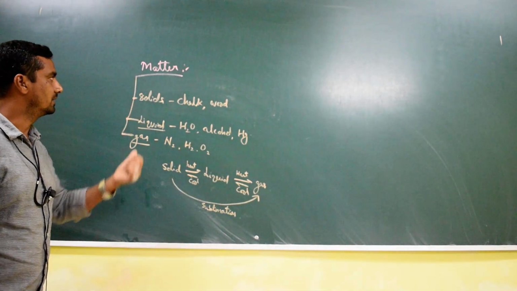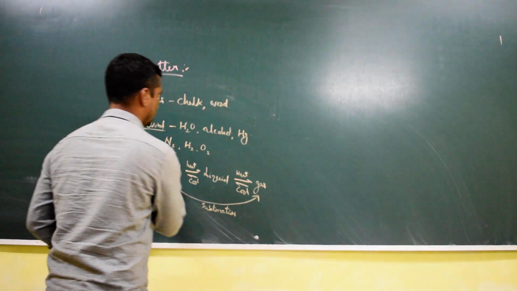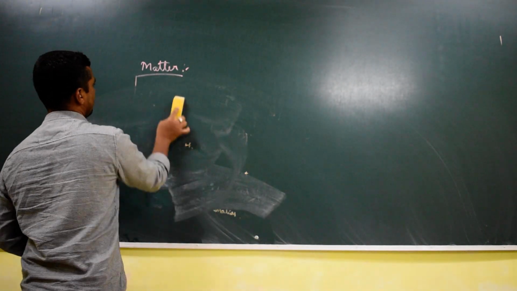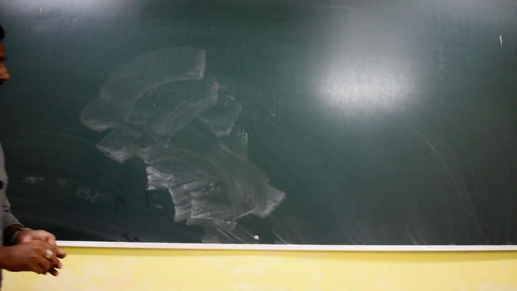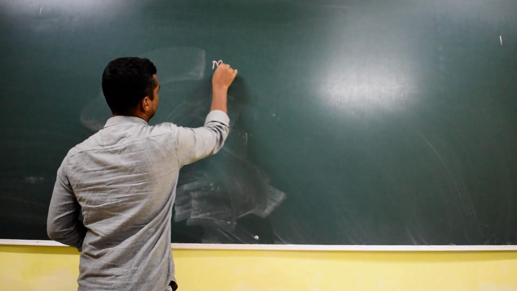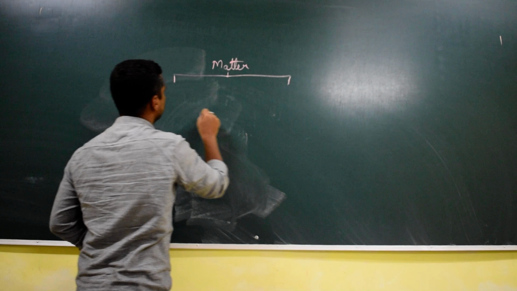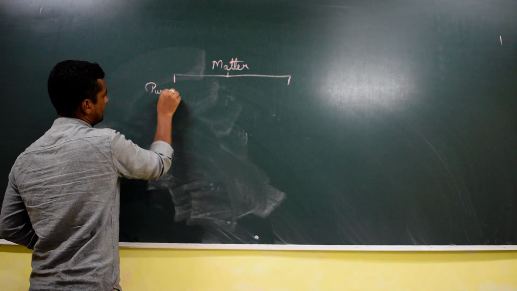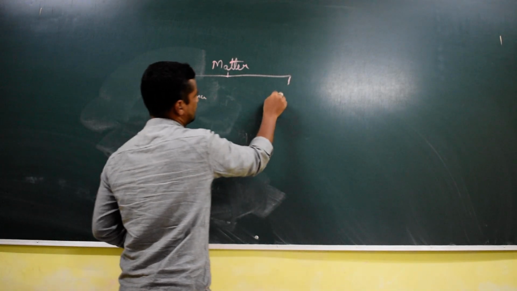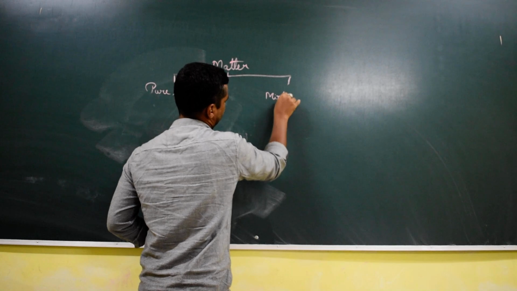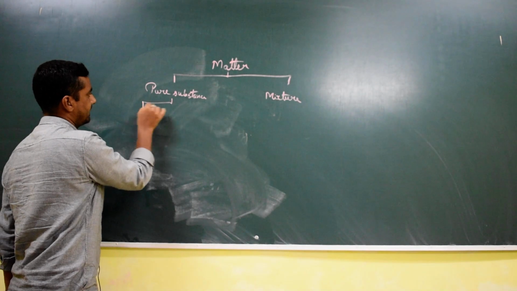So these are the states of matter, right? Now this matter is again classified into two important types. That is the matter, it is again classified into the pure substance and mixture. Pure substance and mixture.